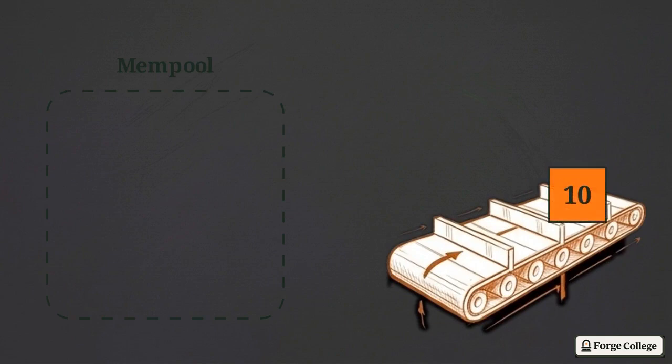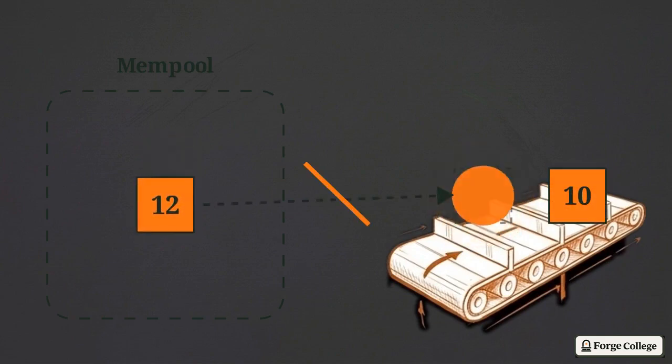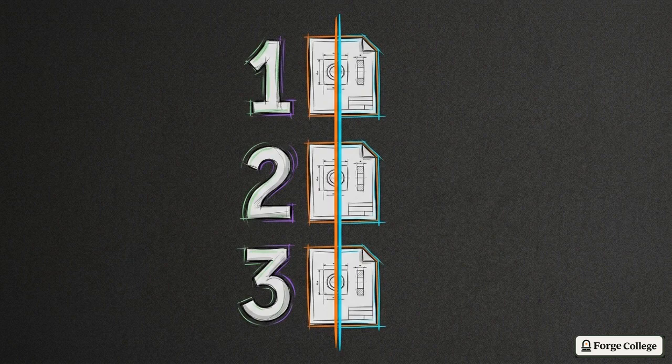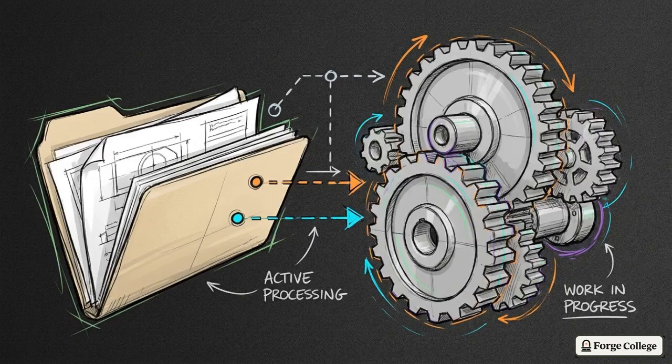Before processing, they wait in a pending pool. Here is a conveyor belt with items 10 and 12, leaving a gap for 11. The network sees transaction 12, but won't move it. It sits idle until 11 arrives. This ensures that your transactions are processed in the exact order you intended, regardless of when they actually reach the network.